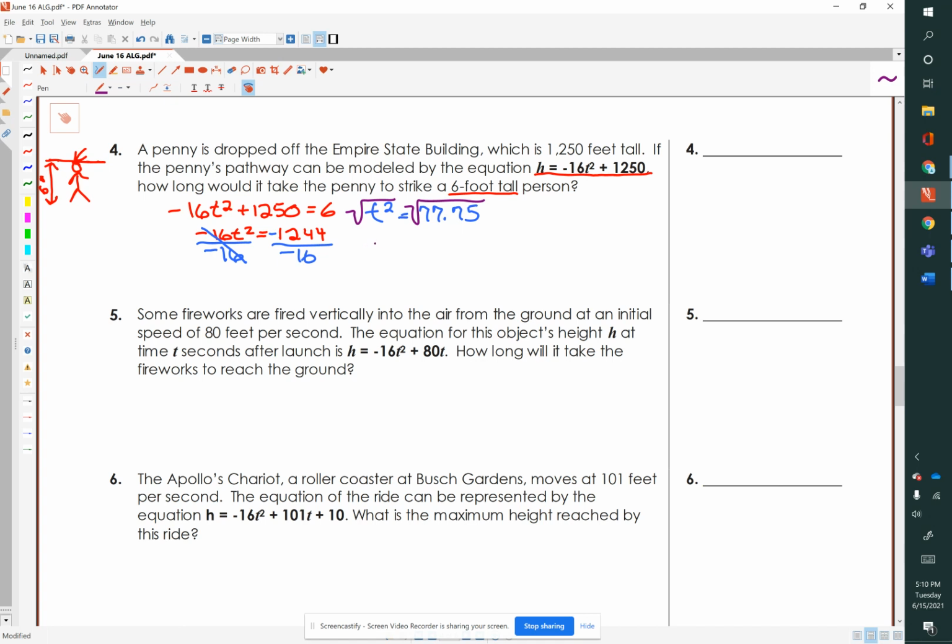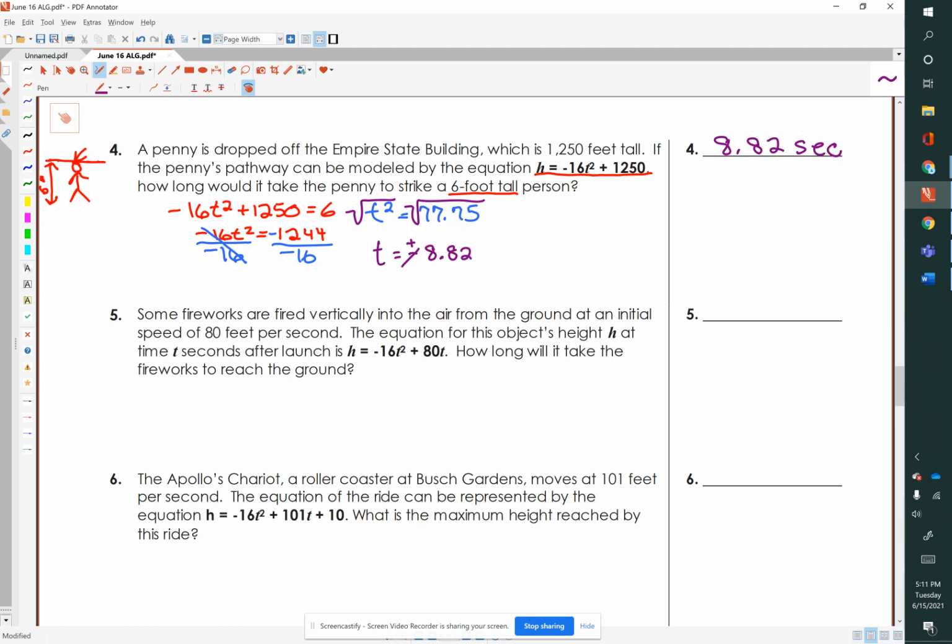And you can use the calculator function. So the square root of t squared is t, and the square root of 77.75 is plus or minus 8.82. We're going to omit the negative. We are talking about distance, we're talking about time, which cannot be negative unless we're in a science fiction movie. So the answer is 8.82 seconds. We're dealing with seconds.